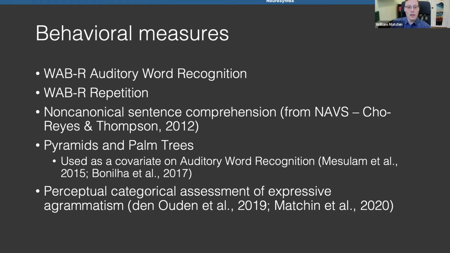And then we have a perceptual assessment of expressive agrammatism, which we had published in previous studies, where we just have a clinical judgment as to whether the patient presents with expressive agrammatism or not. Okay, so these are our primary measures.